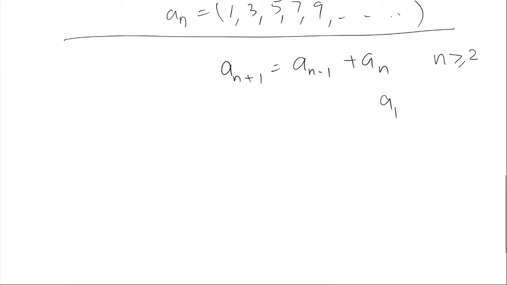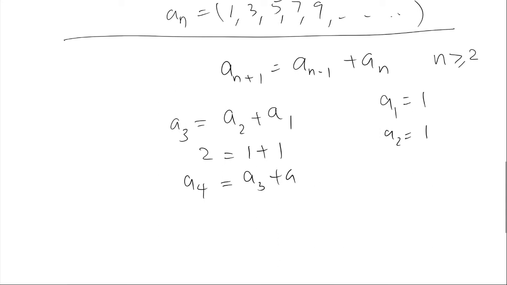So let's say the first term is 1 and the second term is 1. Then the third term is a2 plus a1, which is 1 plus 1, so the third term is 2. Now let's find the fourth term, which is a3 plus a2, so that is 2 plus 1, which is 3. So the sequence is 1, 1, 2, 3, and the next one will be 5, and so on. You can build up the sequence.